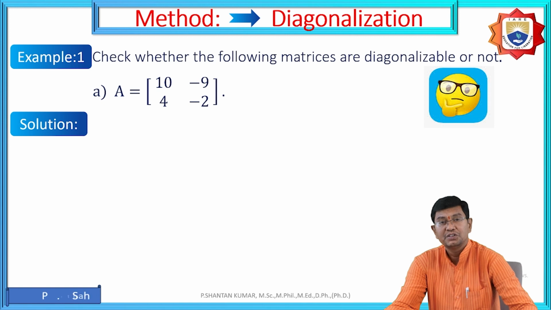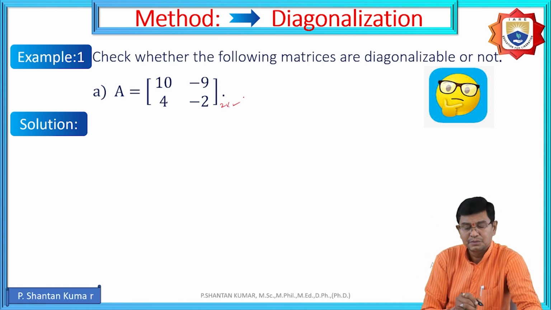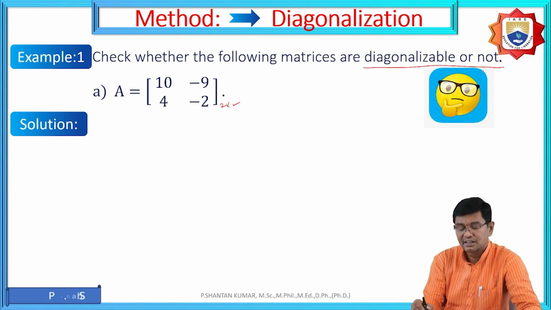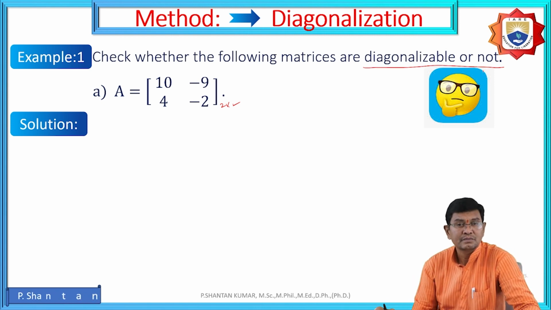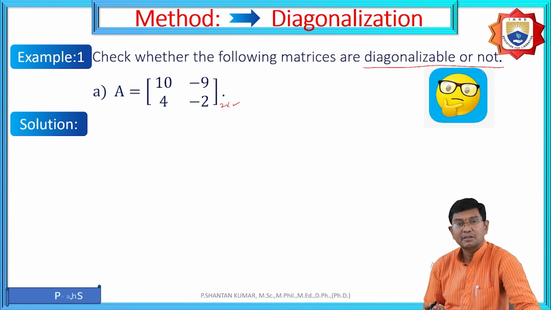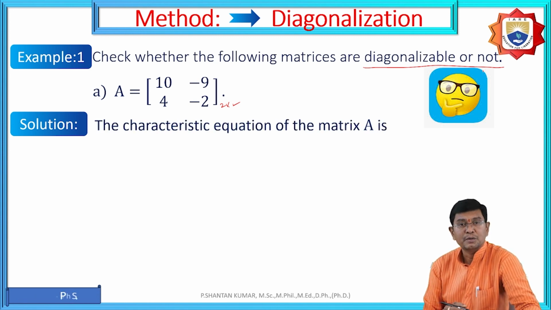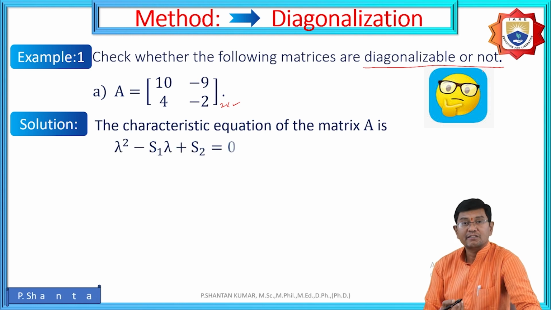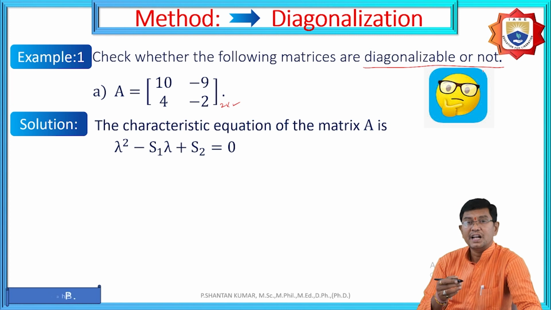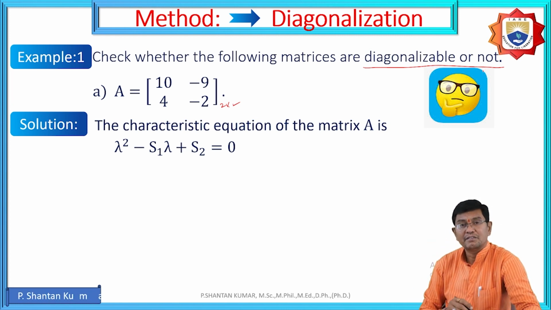The simple problem we need to check first. Here the problem is given with order 2 by 2. It is simply asking whether it is diagonalizable or not. Checking diagonalizability depends on the eigenvalues. The eigenvalues come from the characteristic equation, determinant of A minus lambda I, that is lambda squared minus s1 lambda plus s2 equals 0, where s1 is the trace of the matrix and s2 is the determinant of the matrix.